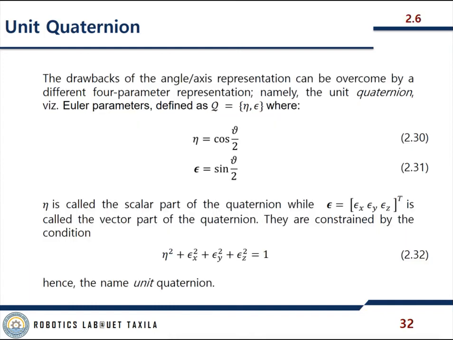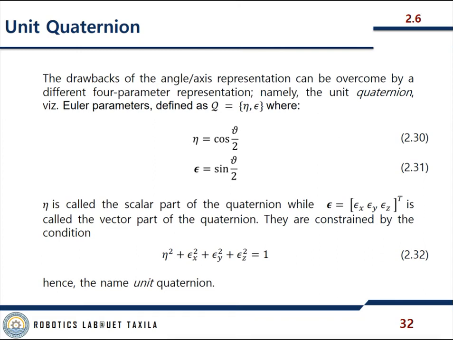Okay. Now unit quaternion. The drawbacks of angle axis representation can be overcome by a different four parameter representation, namely the unit quaternion. Euler parameters defined as Q represented by eta and epsilon, where eta equals cos theta by 2 and epsilon is sine theta by 2. Eta is called the scalar part of the quaternion, while epsilon has three components.